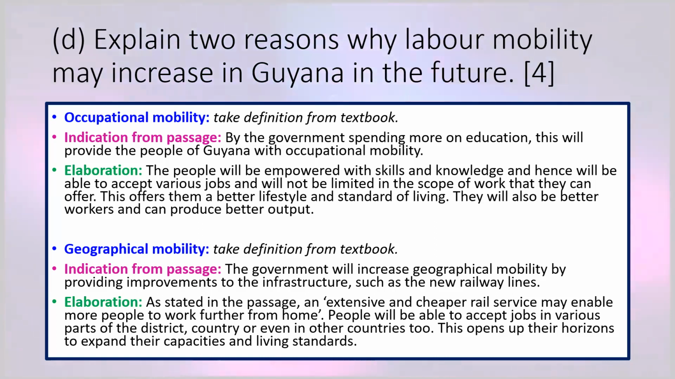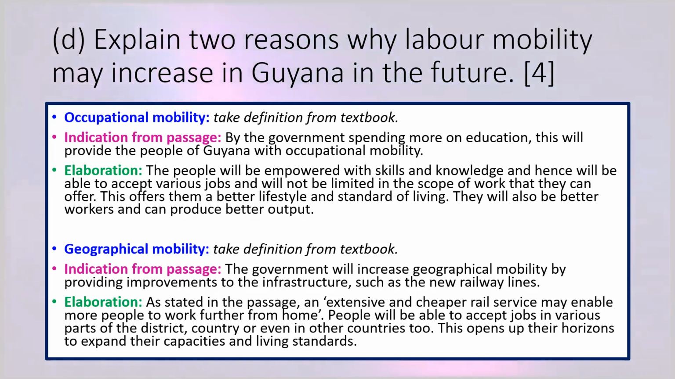So it just means that people will open themselves to various jobs, and they will jump industries, or they will jump into different countries or continents. That's geographical mobility, based on what is being offered to them. Okay, we studied this already, right? So now this offers them a better lifestyle and standard of living, because now they can afford better products, they can afford more products.